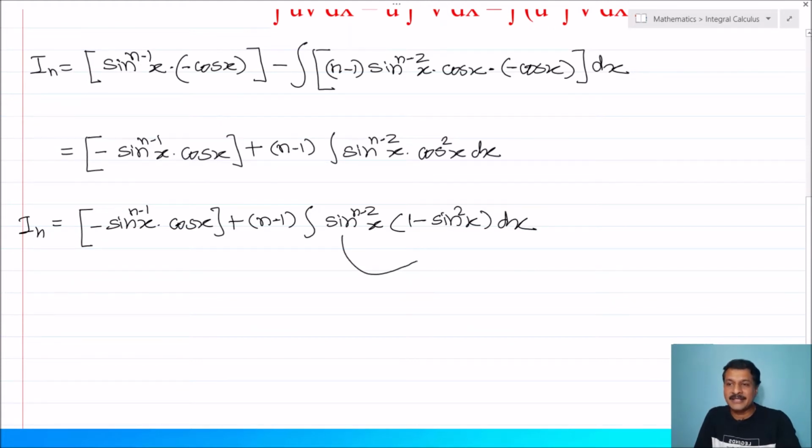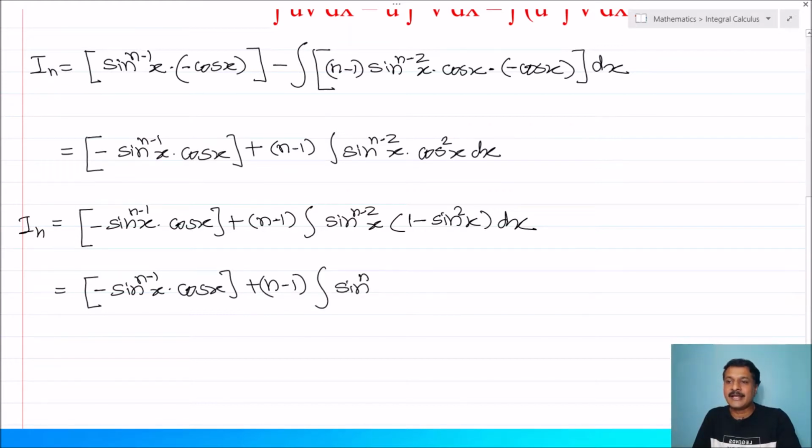Now multiply this sin x raised to n minus 2 inside. So I am getting the first term as it is, that is minus sin x raised to n minus 1 into cos x, plus n minus 1 sin x raised to n minus 2 into 1.